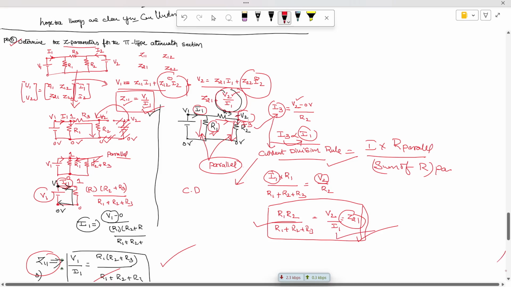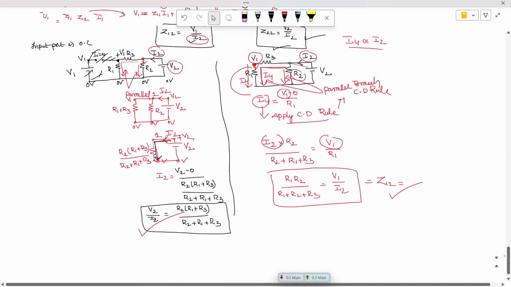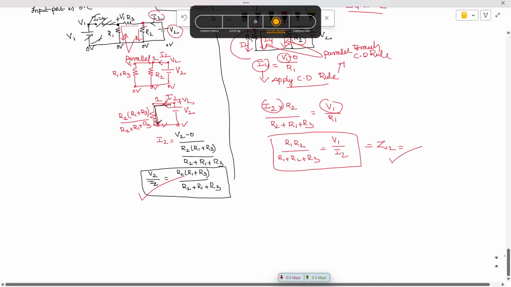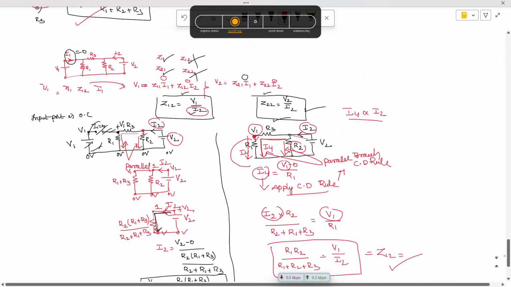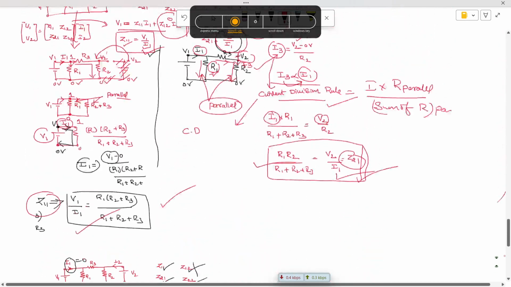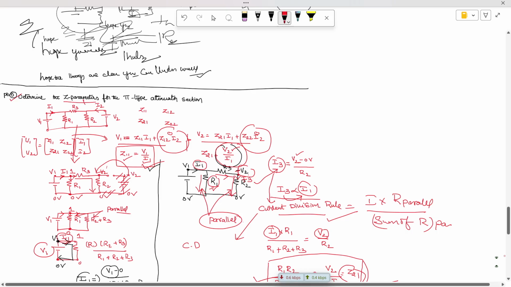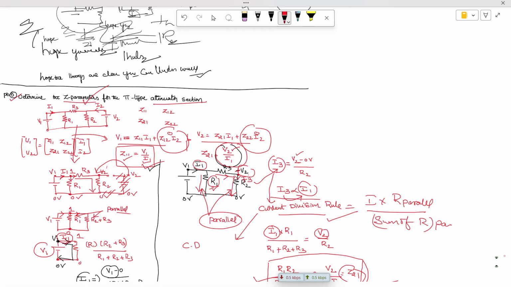The same procedure I employed with the output port, I have done with the input port, then you can get the same equations. So successfully we have determined the Z parameters of the given pi type attenuator circuit. So this is all about finding out the parameters.